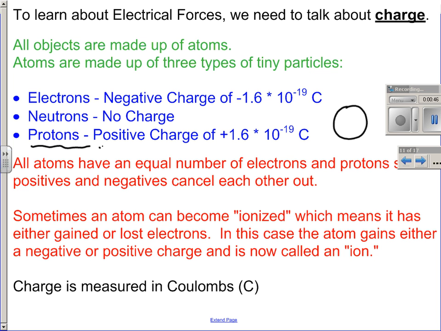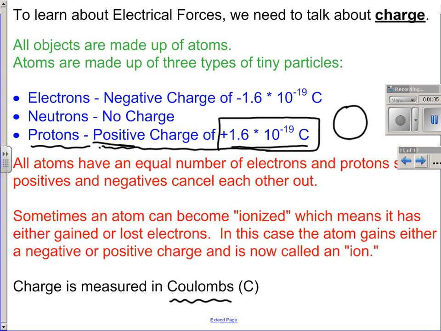And those protons have a positive charge. You wouldn't know this yet, but we measure charge in what are called coulombs. Down here at the bottom of the screen, it says coulombs. And the charge of a proton happens to be this number here, 1.6 times 10 to the negative 19th coulombs. More important than knowing that number is knowing the fact that it's positive.